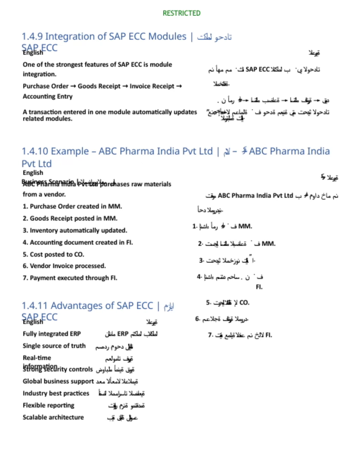One of the key strengths of SAP ECC is how seamlessly its modules integrate. When a purchase order is created, it triggers a chain reaction. Goods receipt updates inventory, then the invoice receipt leads to accounting entries. This tight connection means data flows automatically across departments, reducing errors and speeding up processes. It's a system built for real-time accuracy and efficiency, supporting everything from procurement to finance in one unified platform. That's the power of integrated ERP.